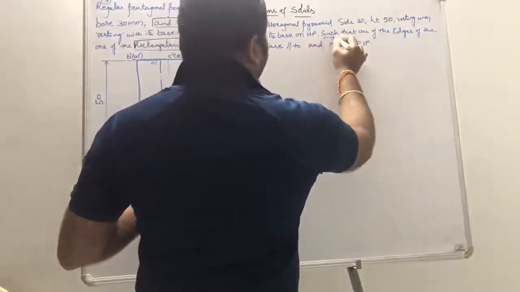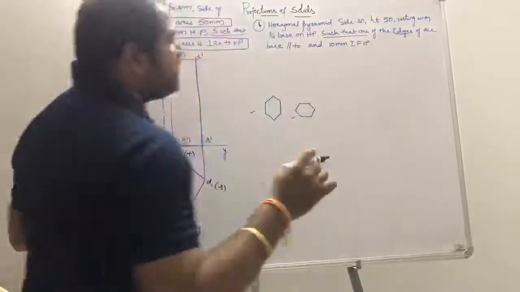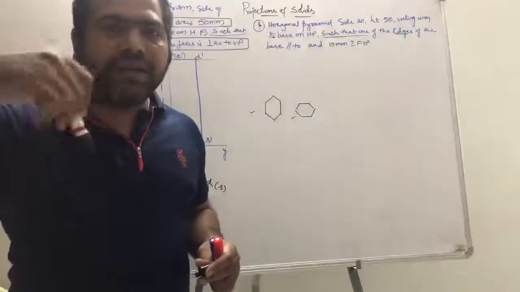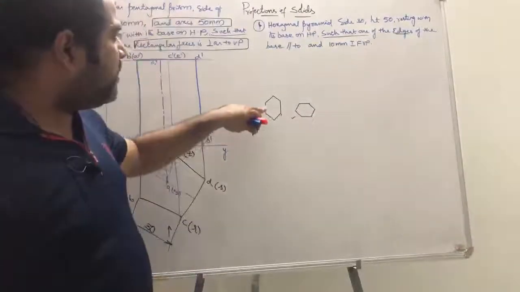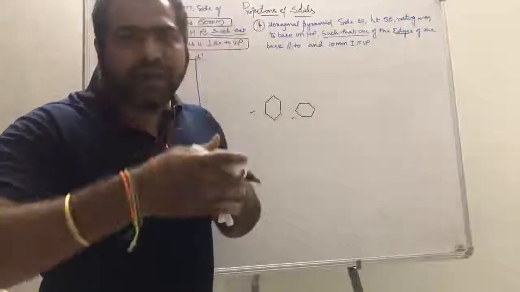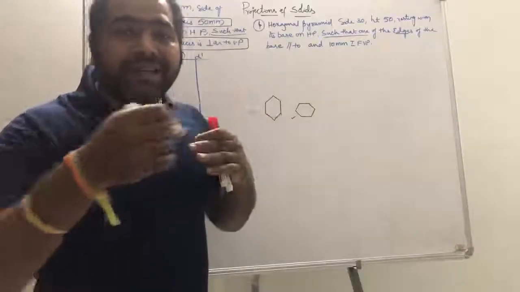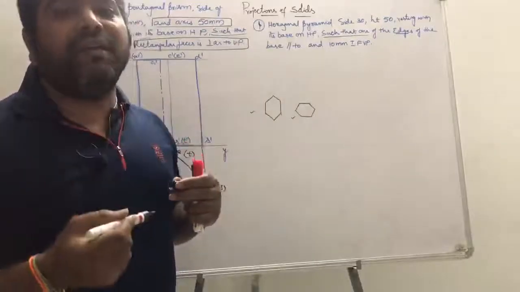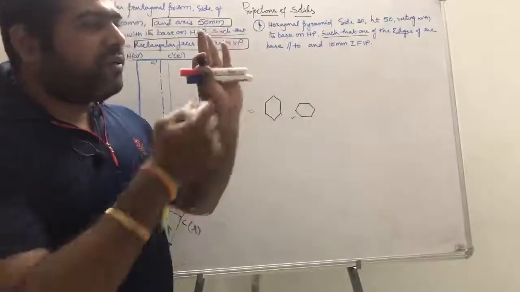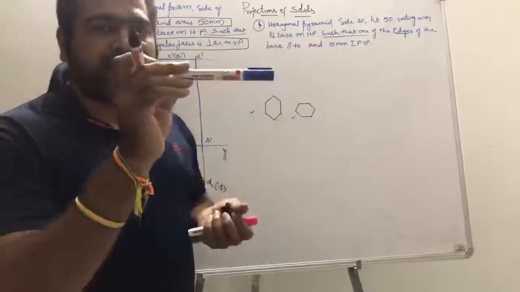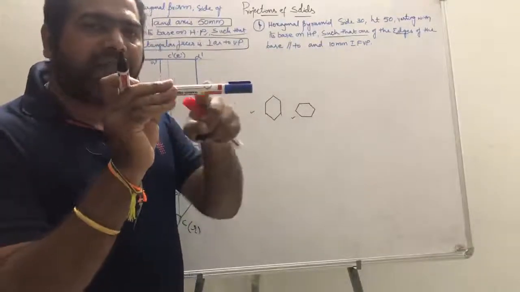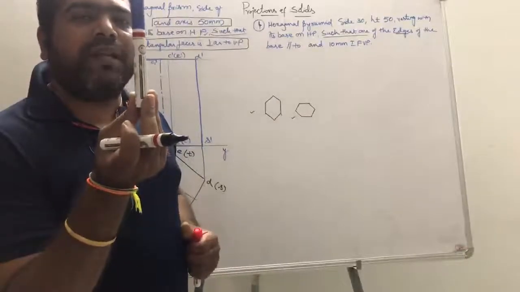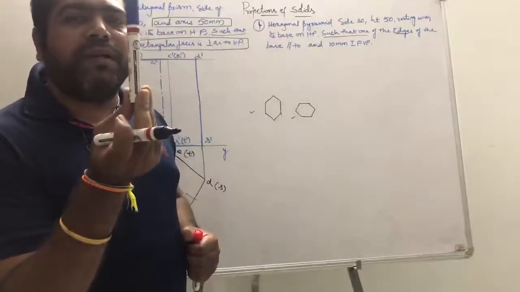Base on HP such that one of the edges of the base is parallel to and 10 mm in front of VP. That edge must be parallel to XY. So when the edge must be parallel to VP, it should be parallel to XY only. If the edge is going to be like this, it is perpendicular to HP, not perpendicular to VP.